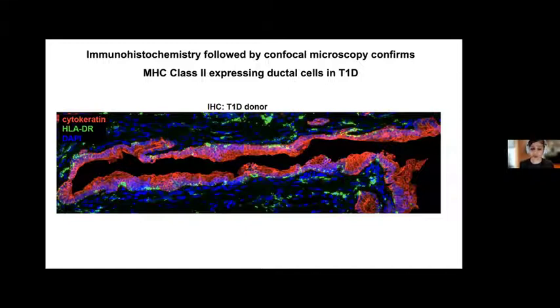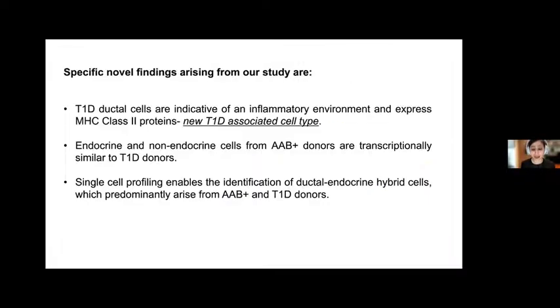And the fourth method, which gets a little higher resolution but is lower throughput, was immunohistochemistry, really being able to see the ductal cells expressing HLA-DR by the co-expression of these two markers. So all of these four data modalities now undoubtedly show the presence of these cells in type 1D and indicate that the exocrine compartment has some unique features in the type 1D donors.